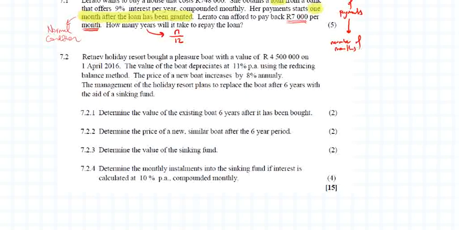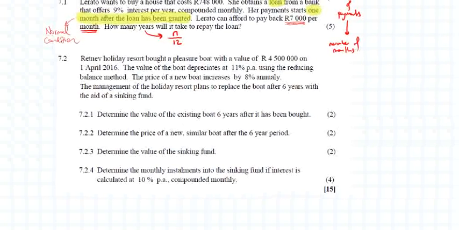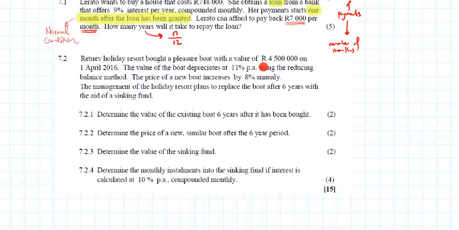Redney Holiday Resort bought a pleasure boat with a value of 4.5 million rand, on 1st April 2016. The value of the boat depreciates 11% reducing balance method. So the price of a new boat increases 8% annually. So that price increases why? Because of inflation.